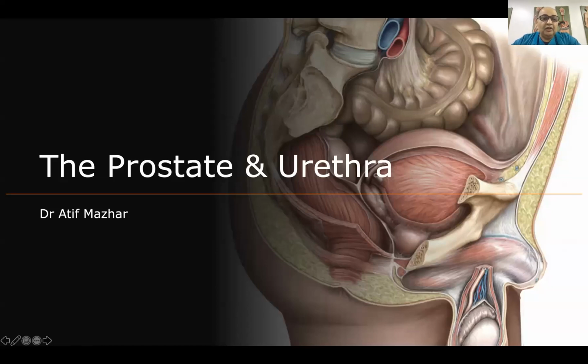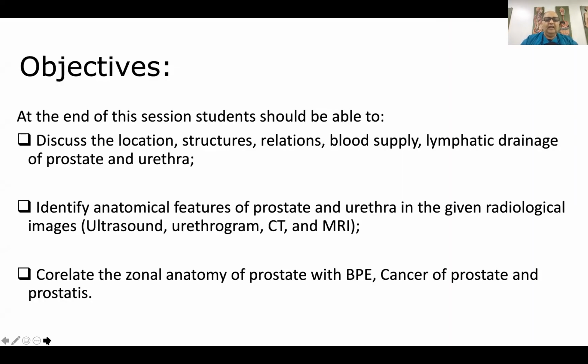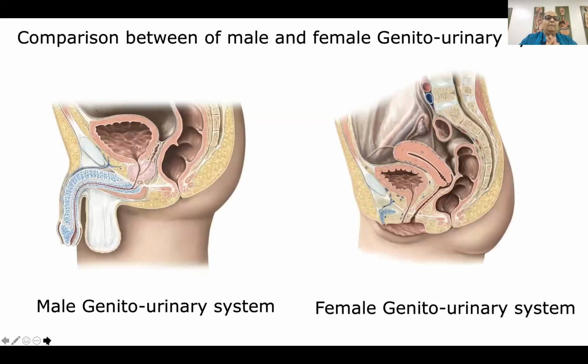So today we'll be talking about the prostate and urethra, and these are my objectives. You can read them yourself; I need not read the objectives. My first slide says we have to compare the genitourinary system in males and females. And you can see in this image what I'm trying to show.